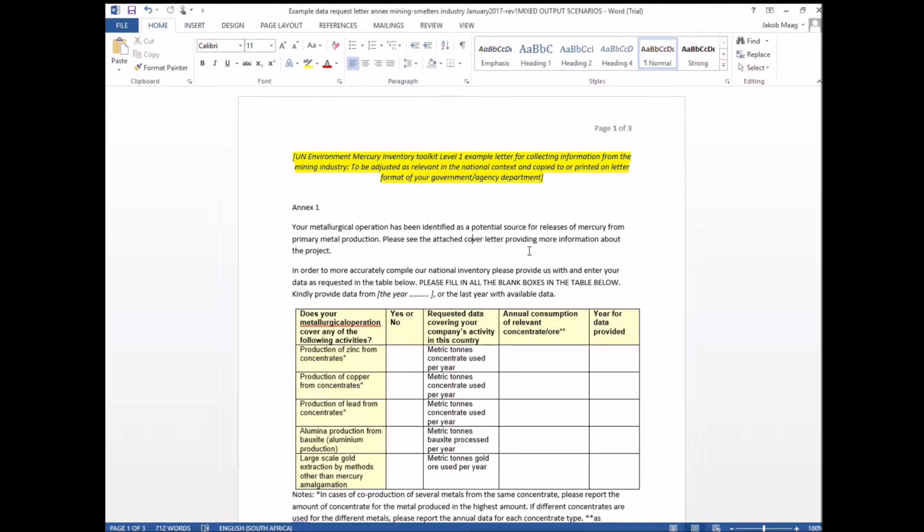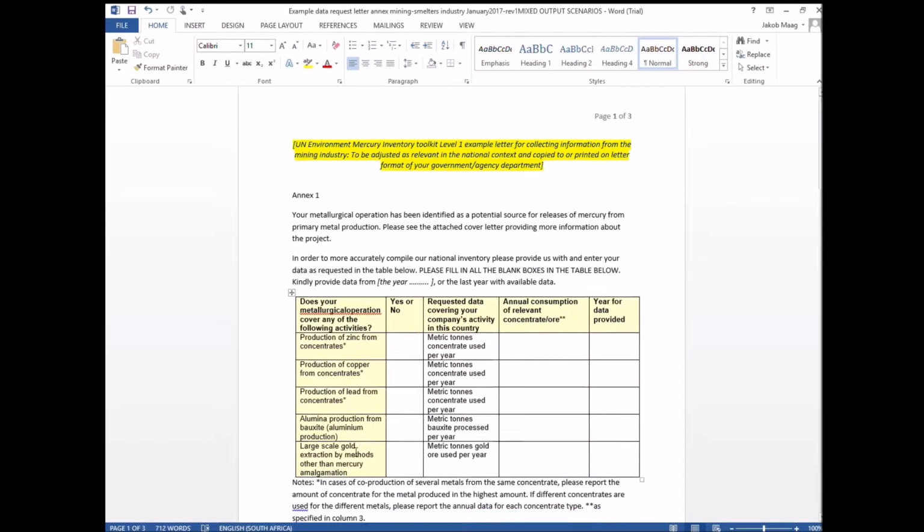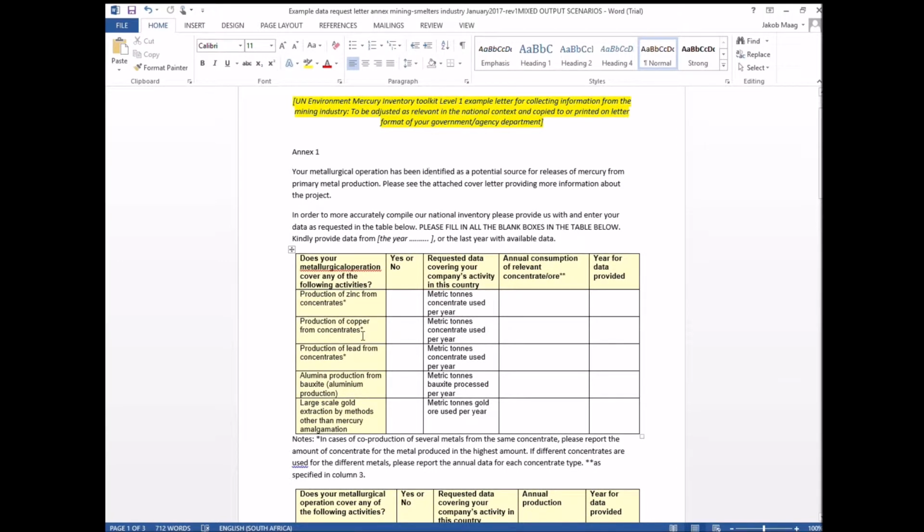So in this case, when it's copper smelters, in our example, it is filters. That's the question. Okay, so this is the letter calling for data. First, of course, we have the questions about how much concentrate is used per year for the production of copper from concentrates in this example. This example letter asks for several kinds of metals and so on, but we now focus on copper.